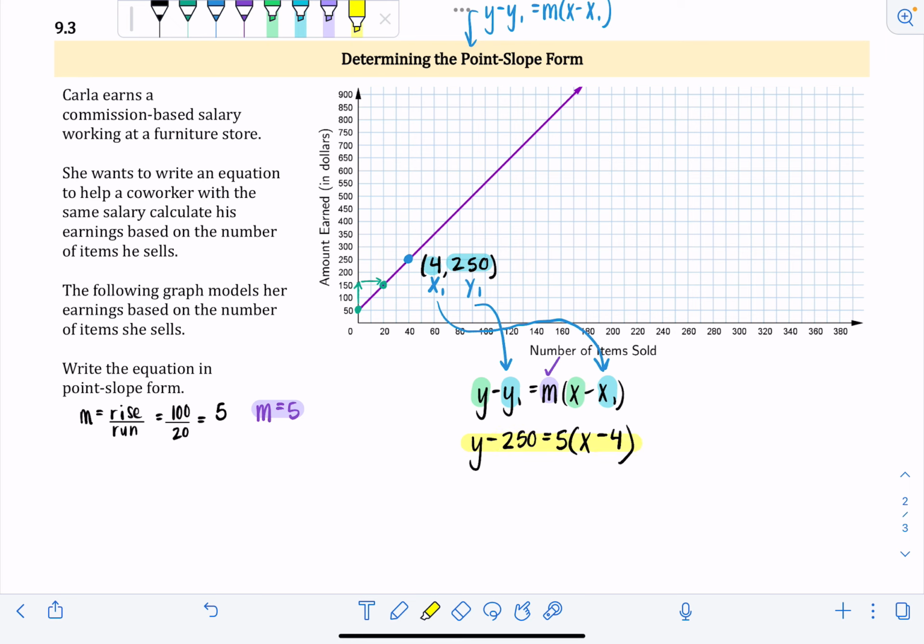Because you can pick any point for your equation, there's technically a lot of different ways that you could write this and still get the correct answer, and that's perfectly fine. It's just one of the things that comes with point slope form.